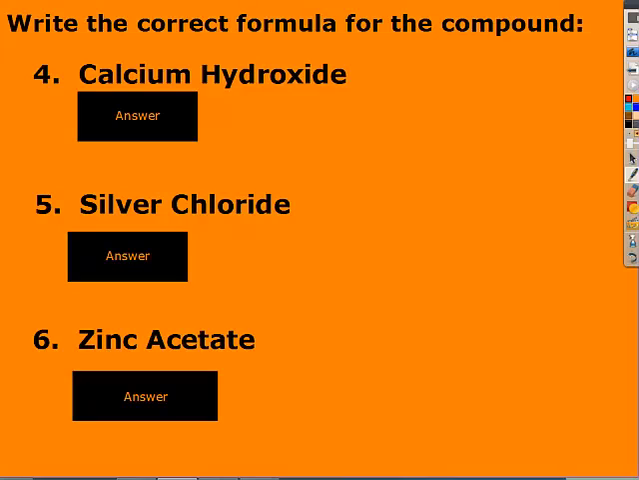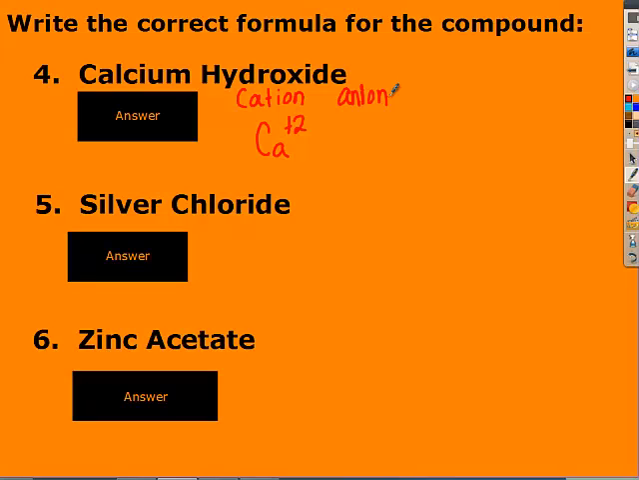Calcium hydroxide. I need to know which one is the cation. The cation is the one that is positive. We need to find calcium first. Calcium is number 20 on the periodic table, and that is Ca. Ca has a positive 2 charge. My anion will be negative, and that's my hydroxide.